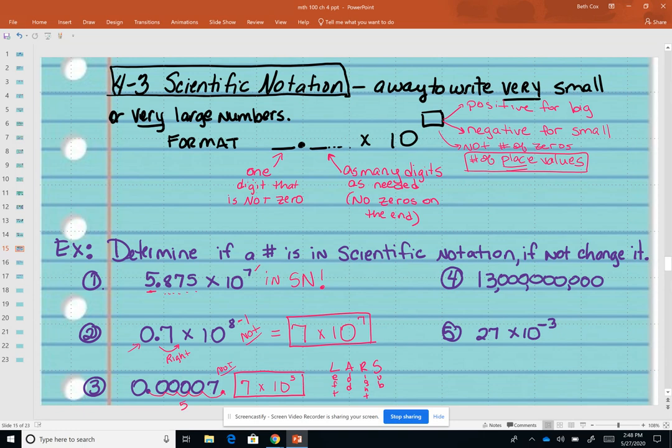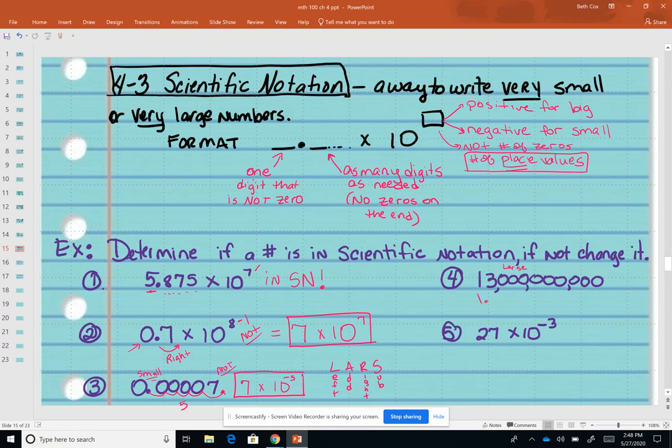Okay, now this one. This is a large number. I'm sorry, this is negative 5. My bad. Wait a minute. I don't know what I was thinking. This is a small number. Remember, small numbers take negative exponents. This is a small number. Okay. This one over here is a large number.